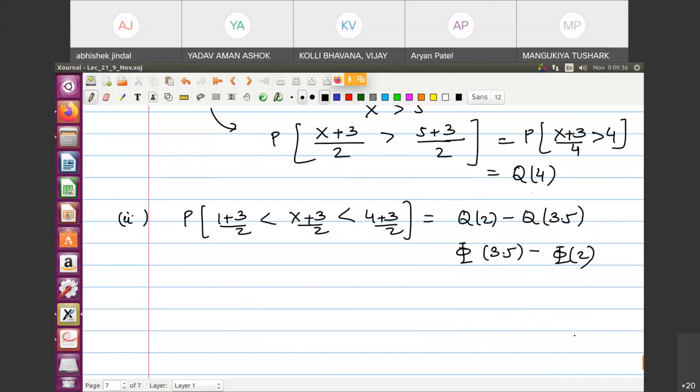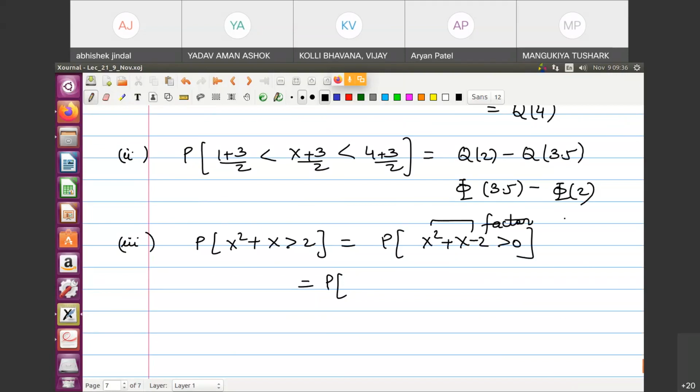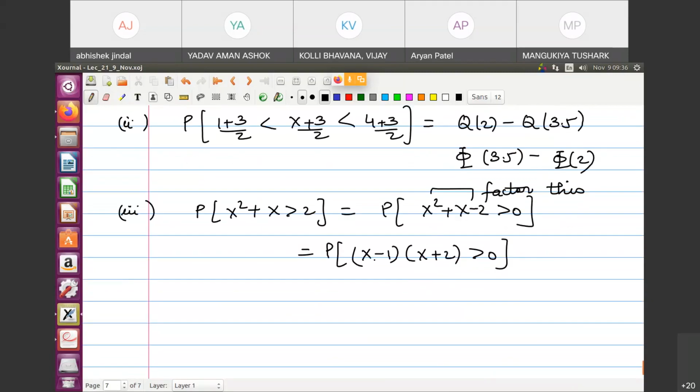Okay. And then finally the third case. So what it is, that probability that x square plus x is greater than 2. This is same as saying if I now factor it out, that is x square plus x minus 2, which is greater than 0. That is what I need to find. So you just factor this. So this is (x minus 1) into (x plus 2) greater than 0. Okay, now this product, because x takes positive and negative both values, is positive if either both of them are positive or both of them are negative.